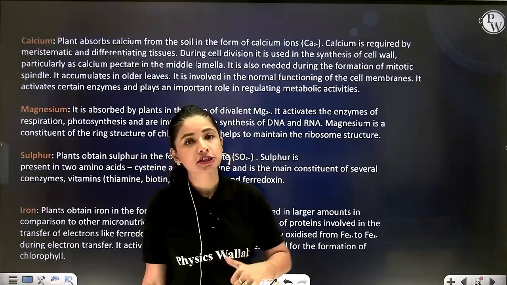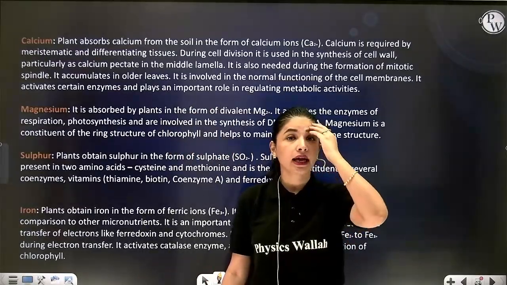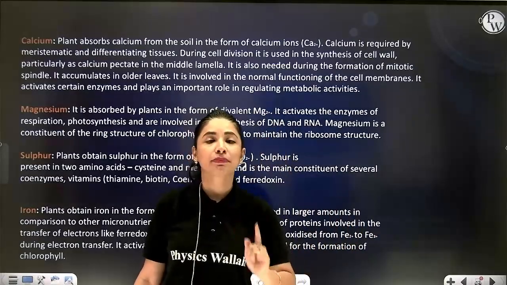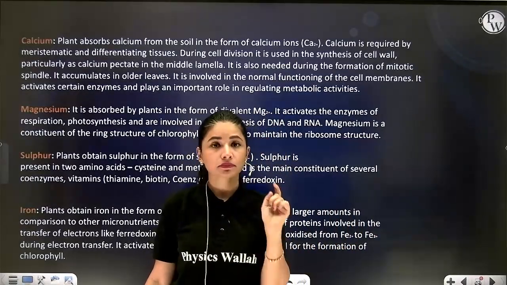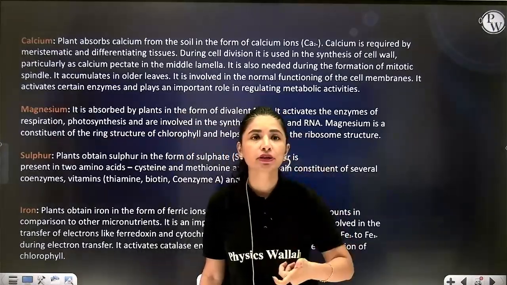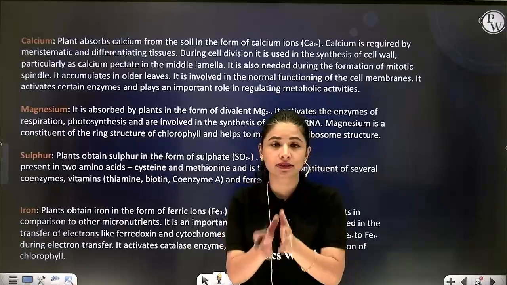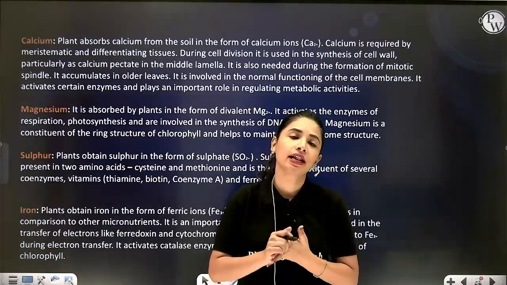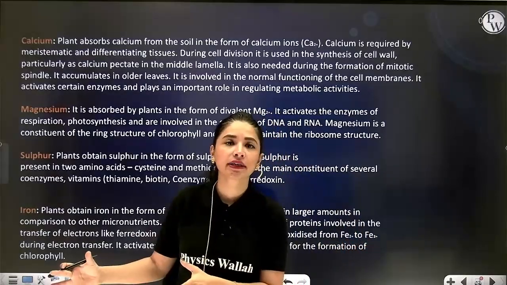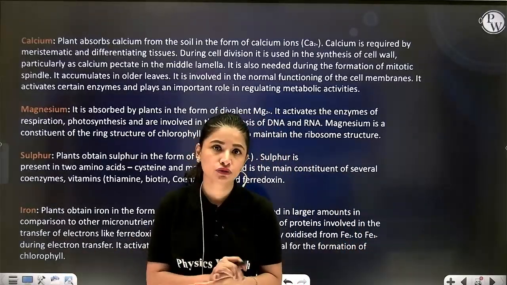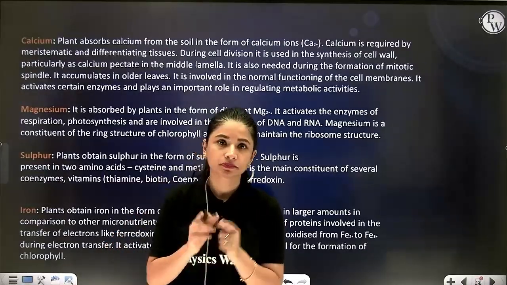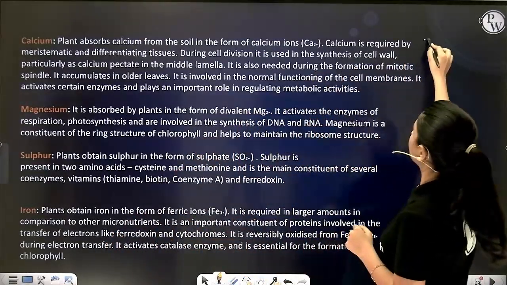Fourth, calcium along with magnesium helps to form the middle lamella. You know, middle lamella is made up of calcium, magnesium, pectate. Apart from this, calcium also plays a role in the formation of mitotic spindles during the time of cell division. So therefore, calcium is also required by the meristematic tissues where cell division is taking place. Clear?